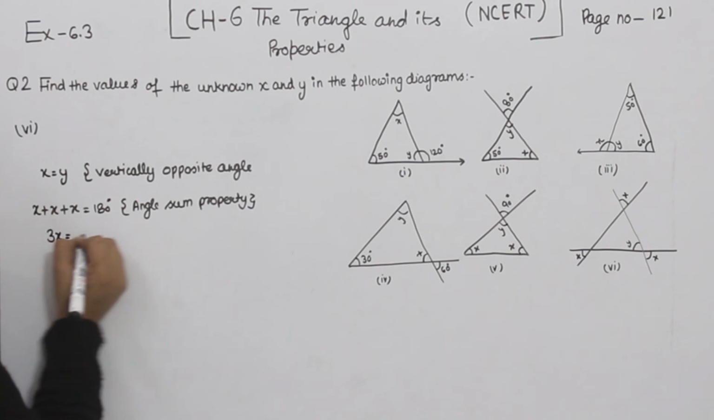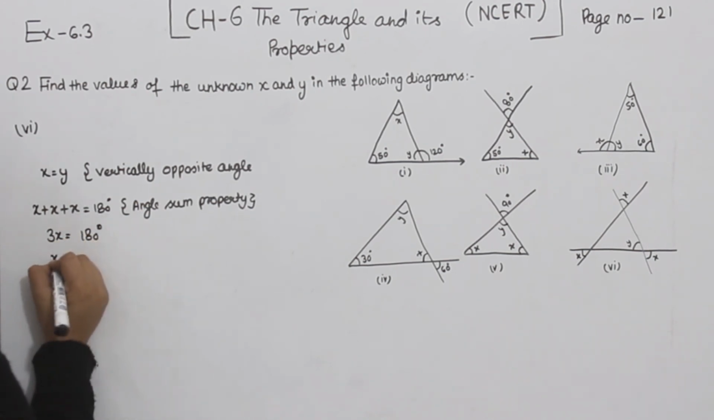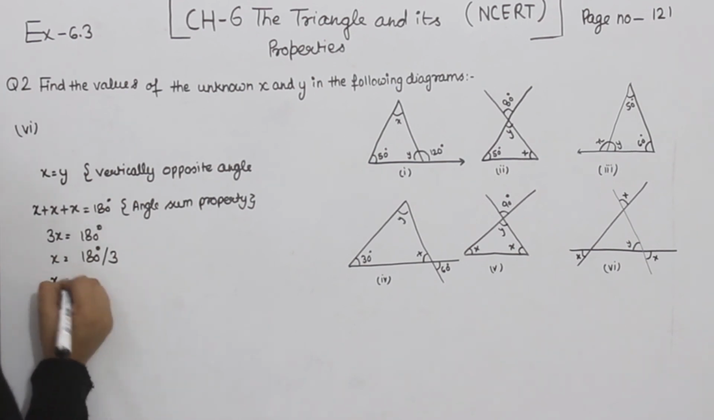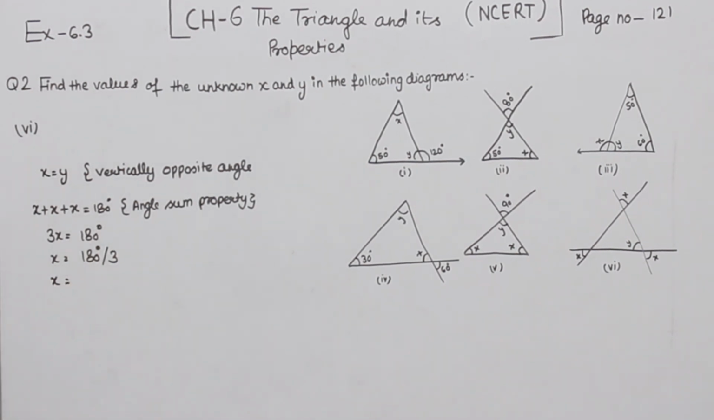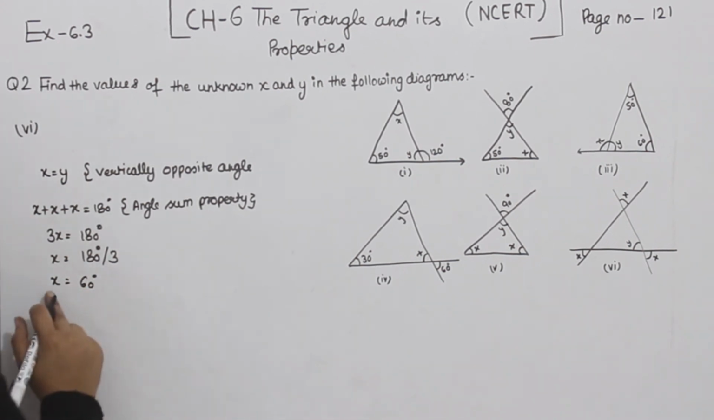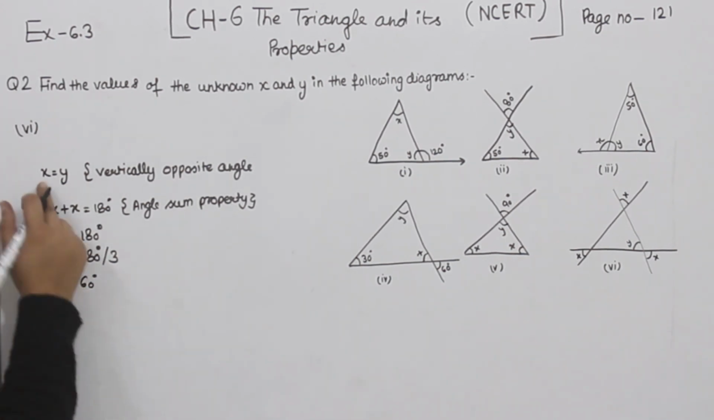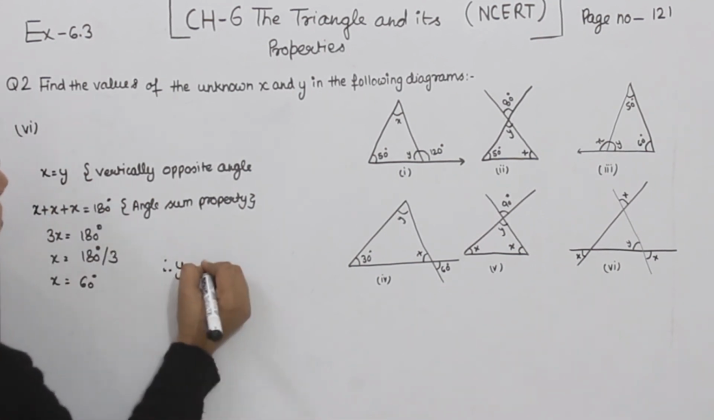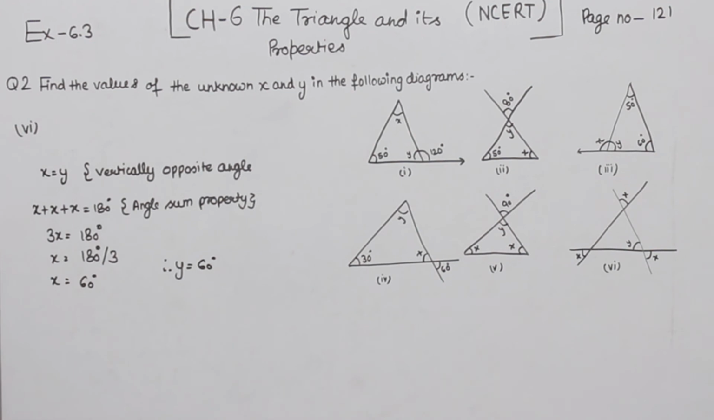Now 3x is equal to 180 degree. Now x is equal to 180 degree divided by 3. Now we'll divide 180 by 3. So the value of x is equal to 60 degree. If x is equal to 60 degree, so y is also equal to 60 degree. So with this one, we have completed question number 2. In the next video, we are going to start with exercise 6.4.